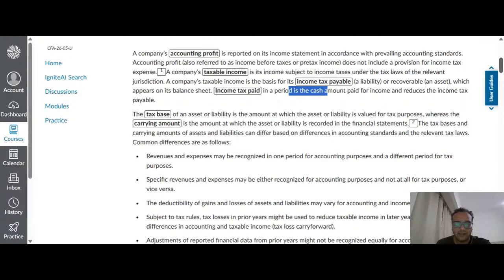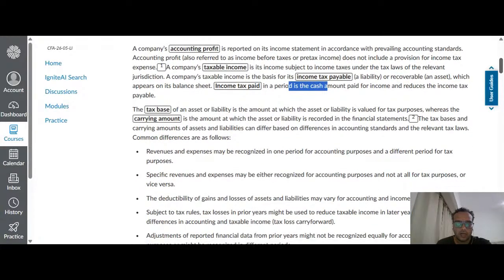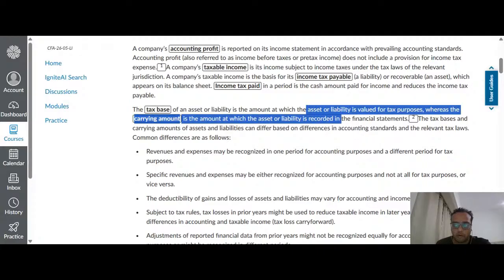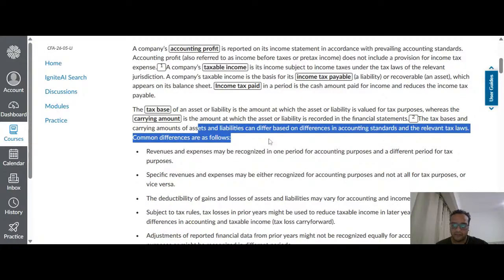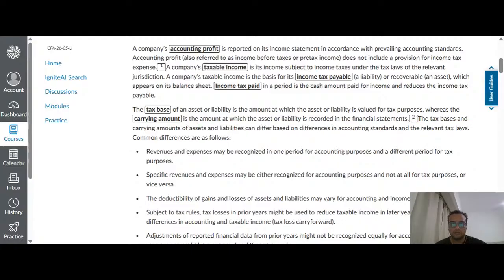The tax base of an asset or liability is the amount at which the asset or liability is valued for tax purposes, whereas the carrying amount is the amount at which the asset or liability is recorded in the financial statements. The tax basis and carrying amount of assets and liabilities can differ based on differences in accounting standards and relevant tax laws. Common differences are as follows.